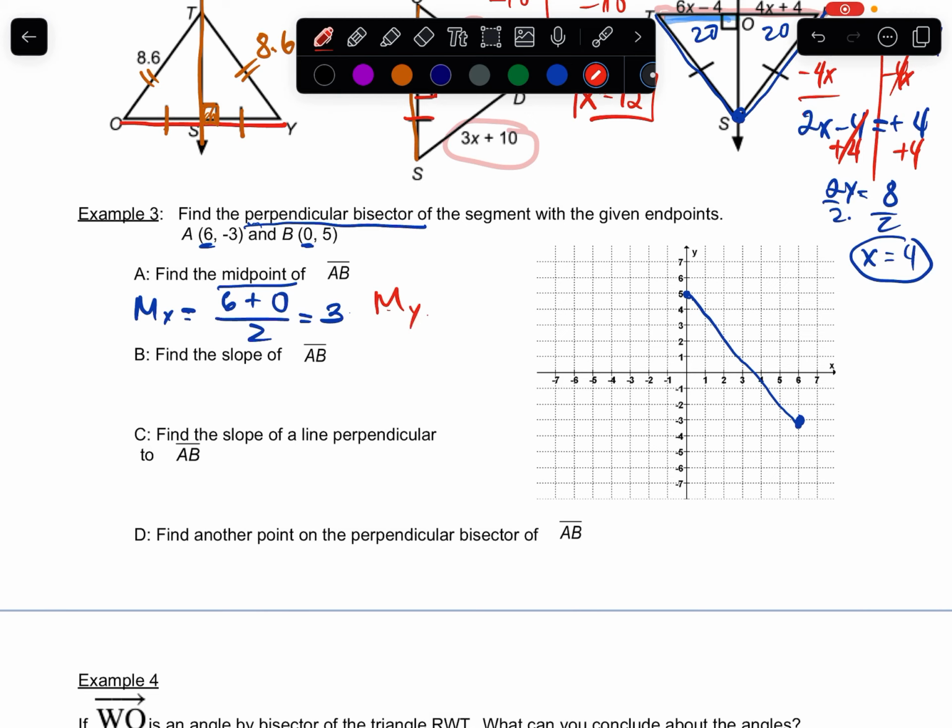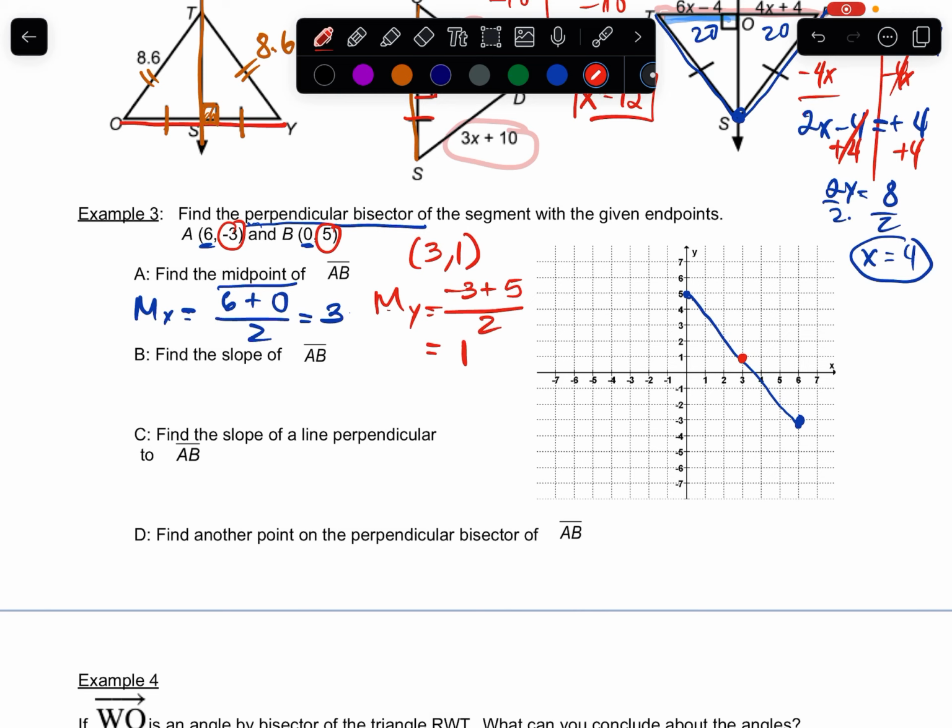Then I'm going to go over here to my y. So my midpoint of my y is, what's my y's? My y's are negative 3 and 5. So I'm going to add my negative 3 and 5, and I'm going to divide by 2. Negative 3 plus 5 is 2. 2 over 2 is 1. So my midpoint really is x is 3, y is 1. Okay, so that is my midpoint. My line could be better, but that's where it is. So I know my bisector will go through here.